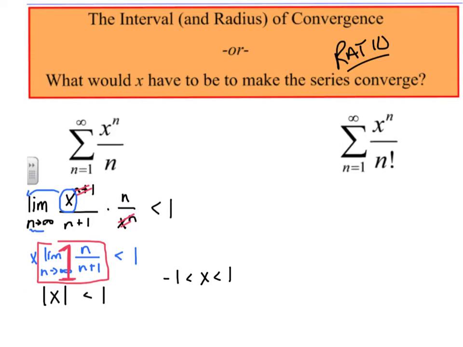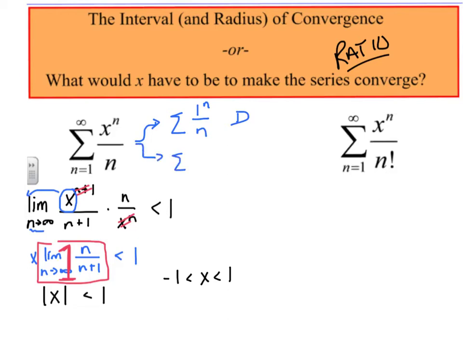There's one last thing we need to check: we have to check the endpoints. Here's what I mean by that. If we go back up and rewrite the series, let's start with the right endpoint. Let's say I made x equal to 1. So I have the series 1 to the n over n, and I have to ask myself, does that converge or diverge? Well, 1 to the n is 1, and 1 over n is divergent. That's a divergent p-series.